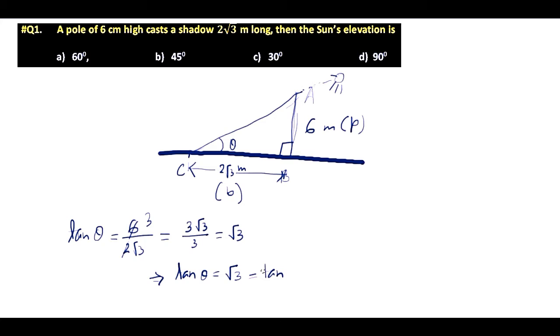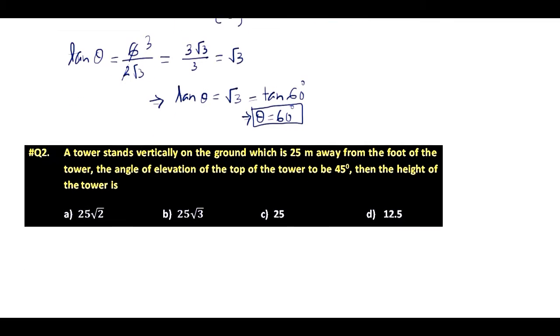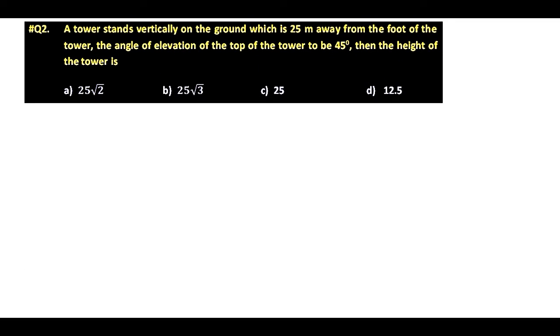Now I am asking you, what value of theta will be taken here, so that tan of that theta will be root 3? Can you remember? It will be 60 degrees. So from here we conclude that the sun's altitude is 60 degrees. So which option will be correct for you? This is the option which will be the correct option. Just take a little time and go through it, try to understand. Now let's move on to the next question without much delay.